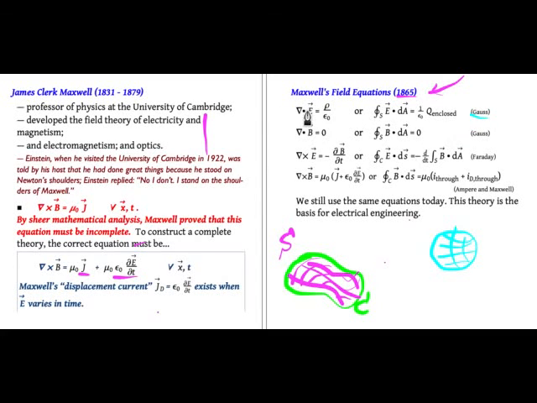And Maxwell would have written it this way. The divergence of E is rho over epsilon 0. So here's an integral relation, but here's a relation that has to hold at every point in space. The divergence of E at a point is equal to the charge density at that point, divided by epsilon 0.